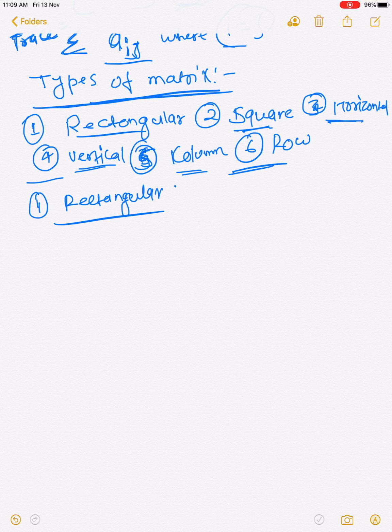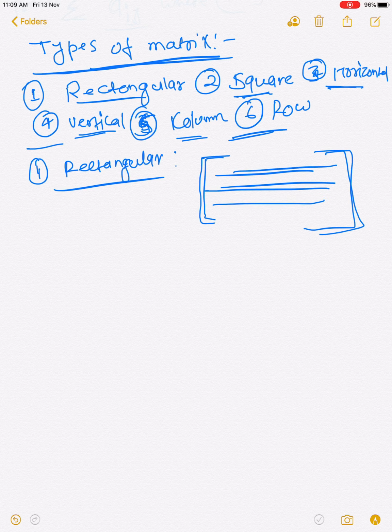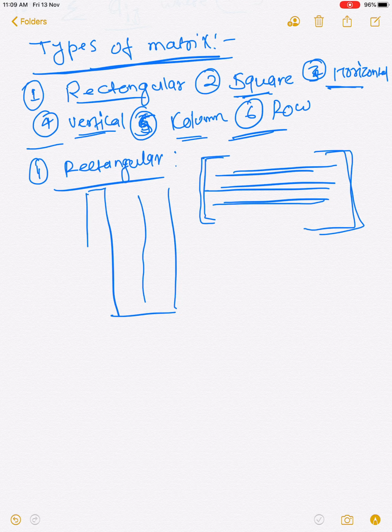That is rectangular. It means the shape of the matrix will be like a rectangle. It's also horizontal. Horizontal means this one is horizontal. It's also known as a horizontal matrix, because you see that this will look horizontal. And this one we can call vertical. So in a rectangular matrix only you will get to know the horizontal matrix and vertical matrix.